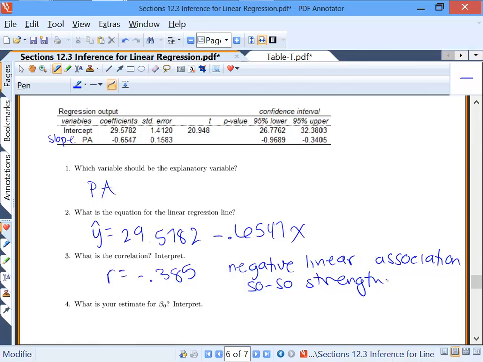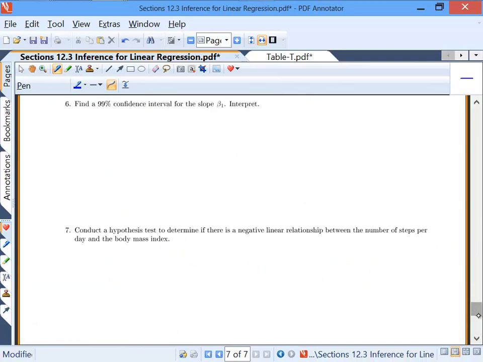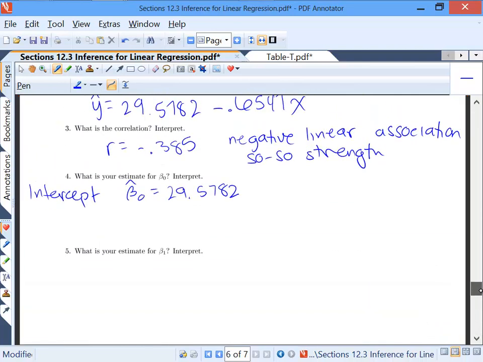What is your estimate for beta naught? Beta naught is our intercept. And our estimate for our intercept is 29.5782. And how would you interpret that? What does it mean to us?